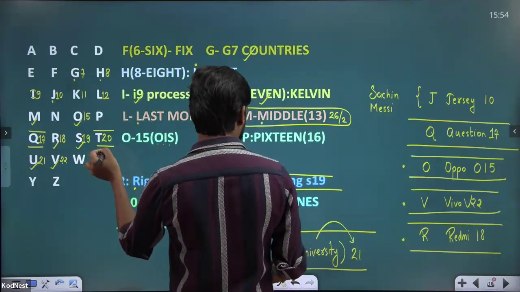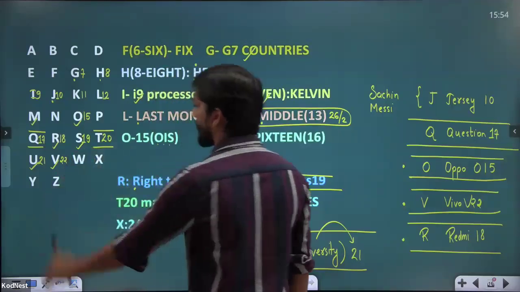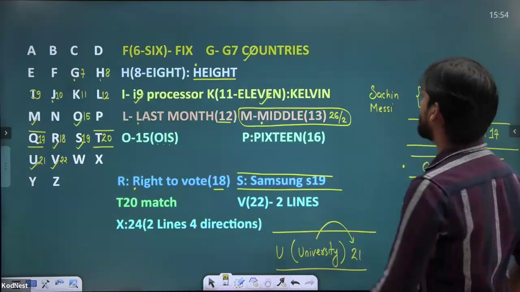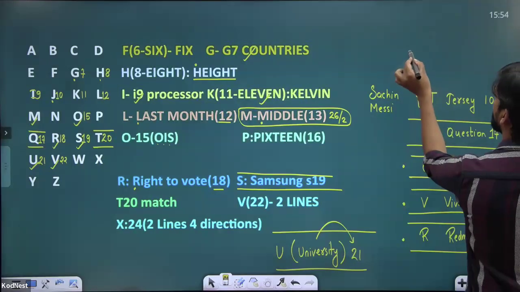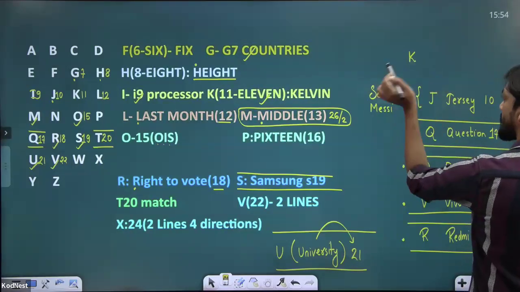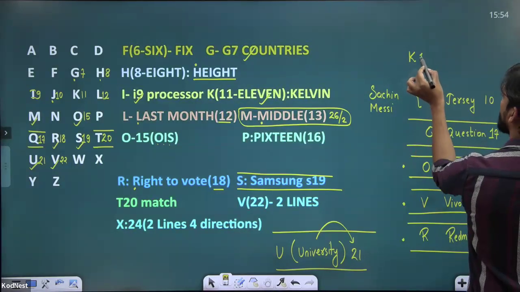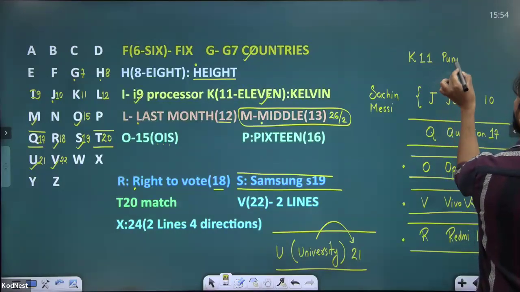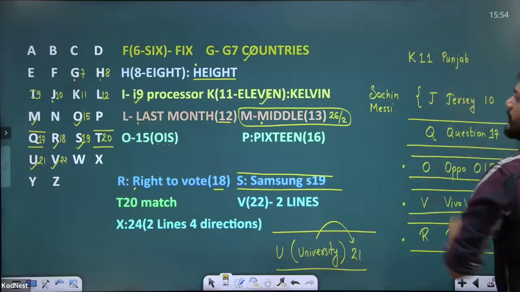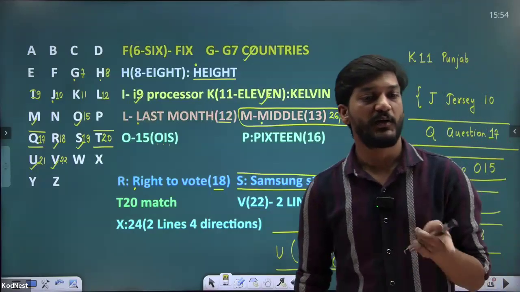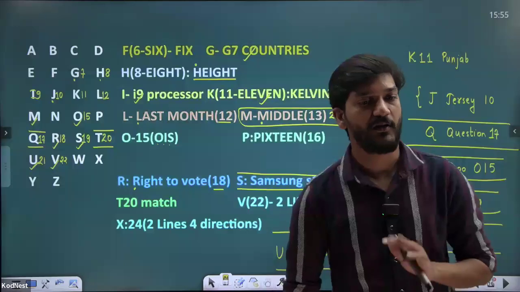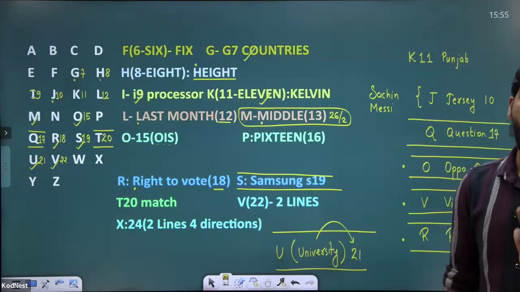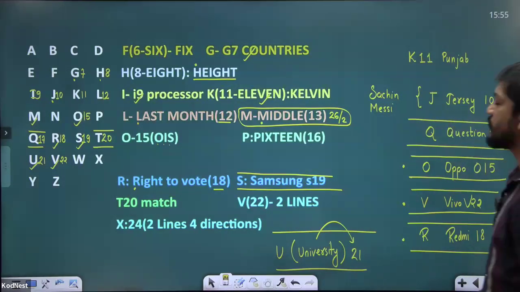There is one more thing which you can do for K. And that is, you might have heard previously, not now, Kings 11 Punjab. You might have heard of this team in IPL. Have you heard of this? The name has changed now, but previously it was Kings 11 Punjab. Have you heard of it? So K11, that way also you can memorize.